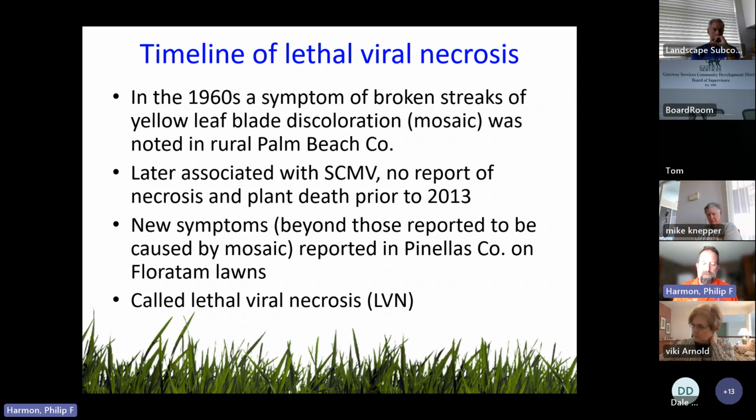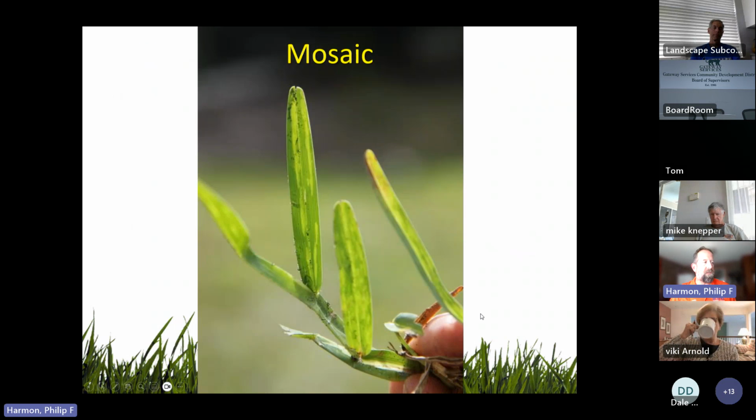we'll have an understanding of one virus causing a mild symptom first, sometimes developing into a severe symptom called lethal viral necrosis on certain varieties of St. Augustine grass, namely Floratam, the grass that most of us, 80% of us, have in our lawns, which can succumb to this virus and which then requires replacement in many cases. So one virus, two diseases, one much more severe.